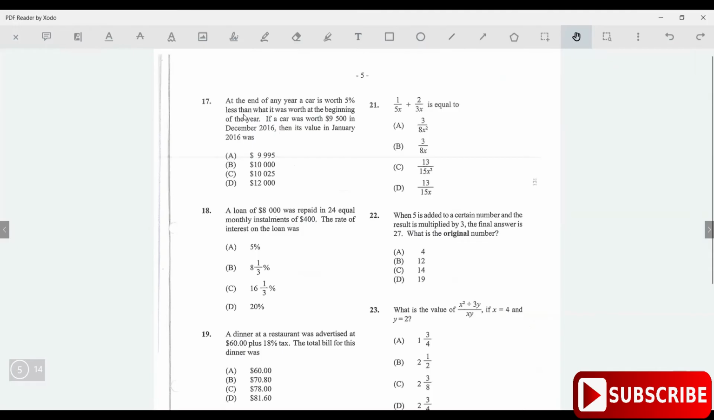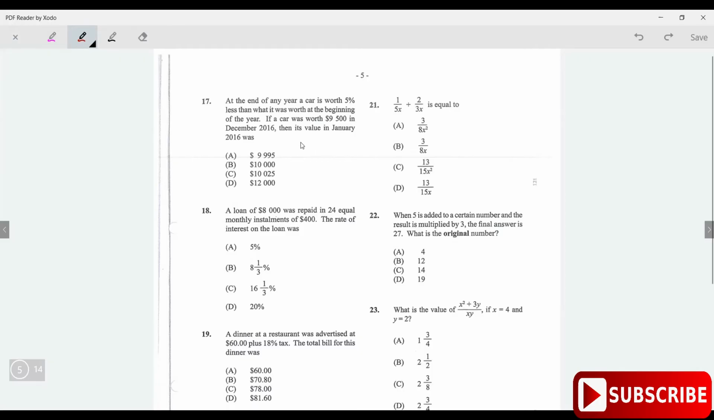Question 17. It says, at the end of any year, a car is worth 5% less than what it is worth at the beginning. If the car was worth 9,500, then its value in January 2016. So at the end of the year, it's 9,500, and this is after it's depreciated by 5%, right? So they're telling us that the car lost 5% of its true value, and so that means that at the start of the year, what would the price have been?